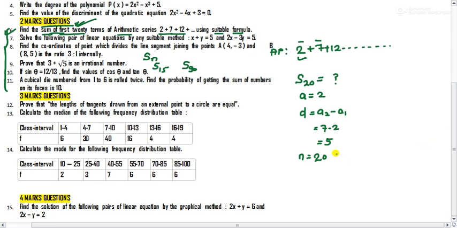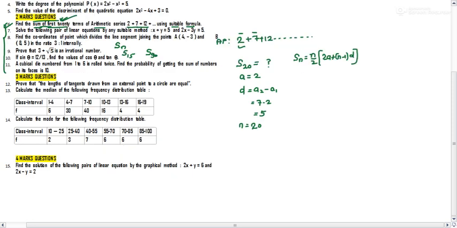Okay. Now you have to use the Sn formula. What is the Sn formula? Sn is equal to n by 2 into 2a plus n minus 1 into d. Right? So you have to memorize this formula. And with the given question, you have the data, substitute.